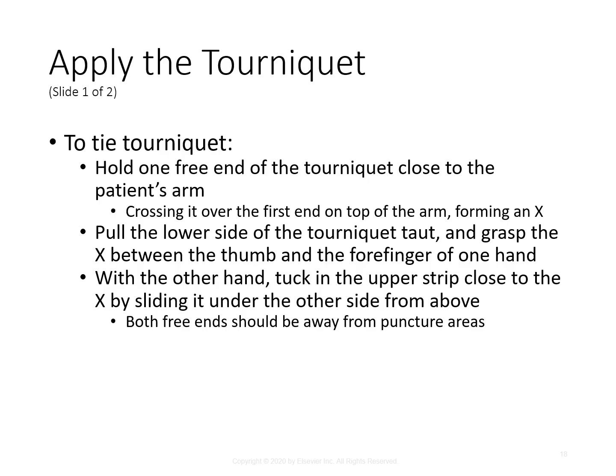To apply the tourniquet, you're going to tie it. You're going to hold one free end of the tourniquet close to the patient's arm, crossing it over the first on top of the arm, forming an X. You're going to pull the lower side of the tourniquet tight and grasp the X between the thumb and the forefinger of one hand. With the other hand, you're going to tuck in the upper strip close to the X by sliding it under the other side from above, and then both free ends should be away from the puncture areas.